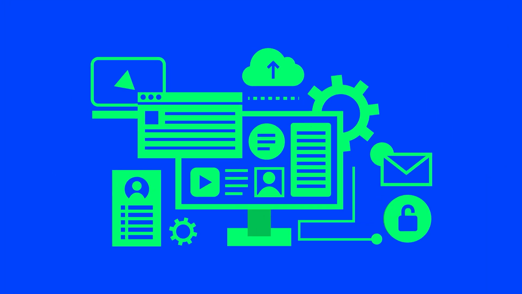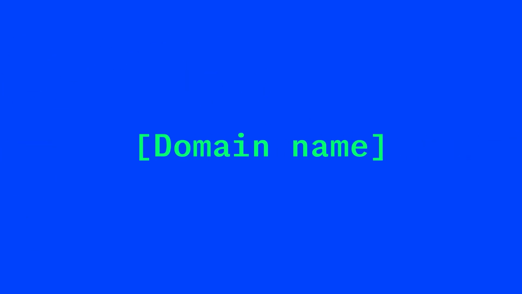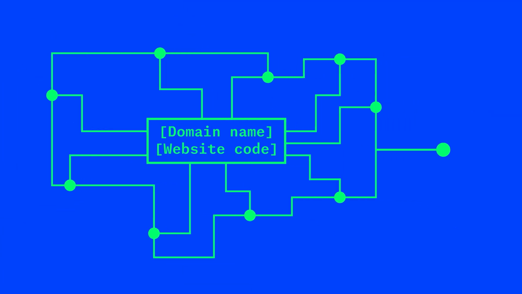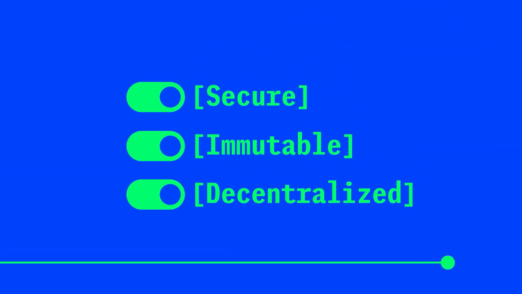Powered by the Massa blockchain, DeWeb lets you build and host websites and apps without depending on big evil corporations. Everything from your domain name to your website's code is stored and replicated throughout all the nodes of the Massa blockchain, making it secure, immutable, and most of all, truly decentralized.